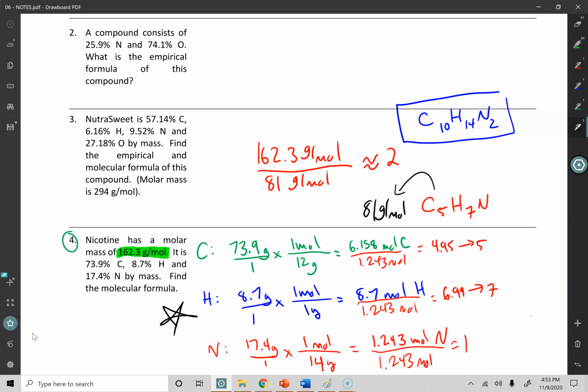I'll let you figure that one out on your own. But 4.95, 6.99, plenty close enough to whole numbers to round. These numbers become subscripts in the empirical formula. To go from empirical to molecular, I've got to give you the molar mass. There's no way for you to do it without that piece of information. Figure out what factor you're going to have to multiply by, and then multiply the subscripts by that to get the molecular formula.